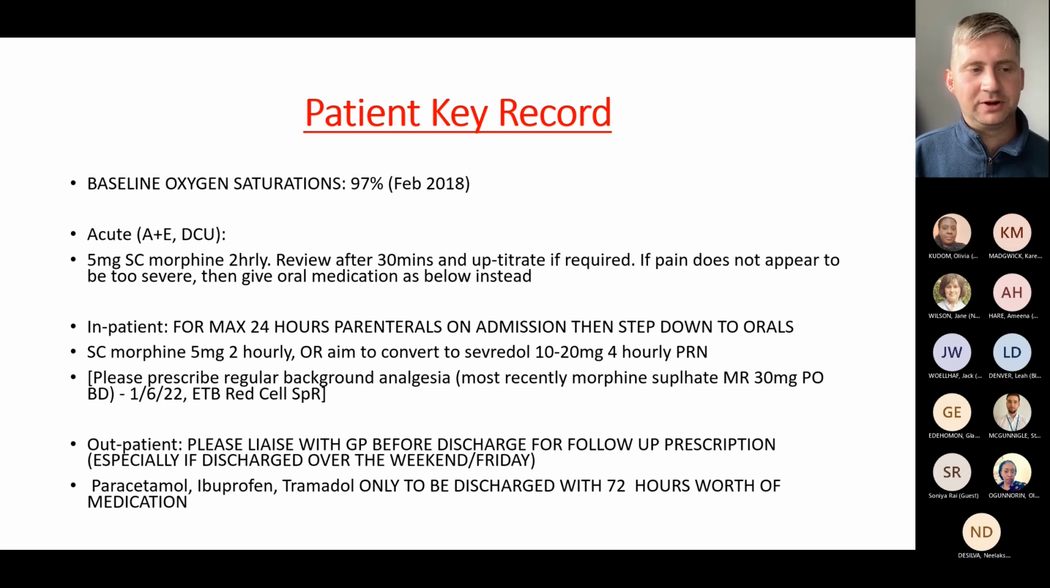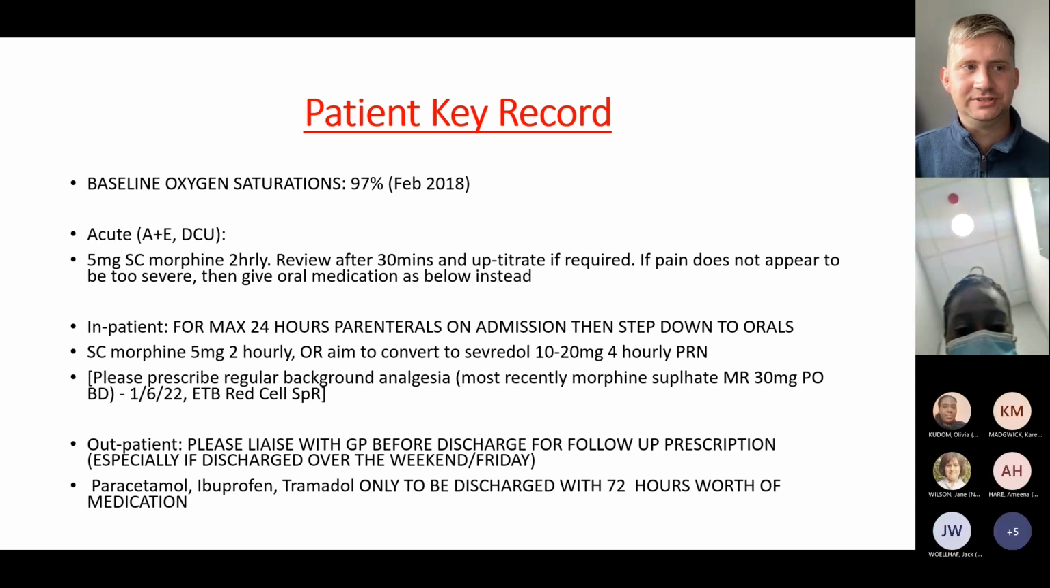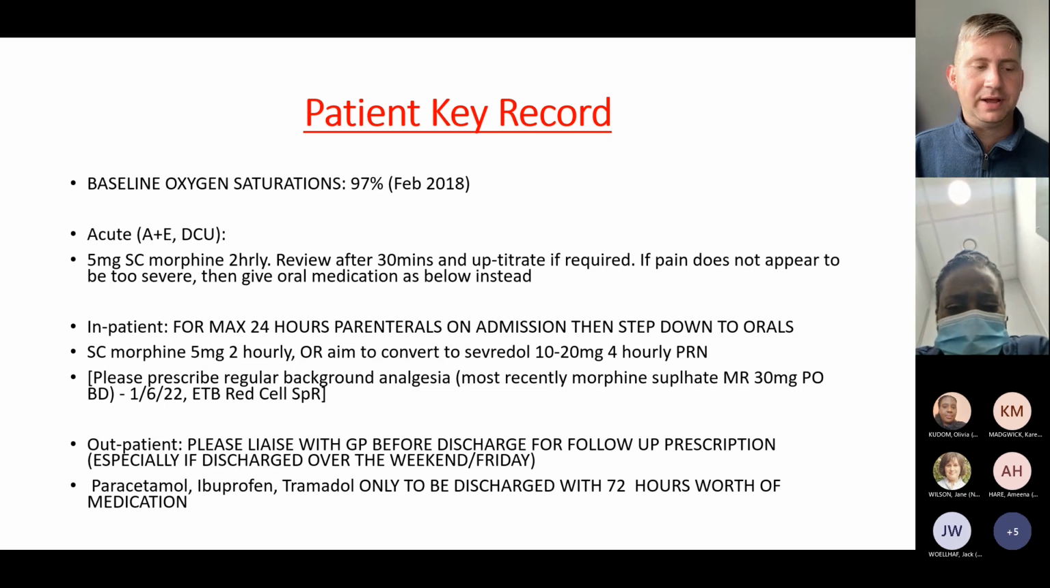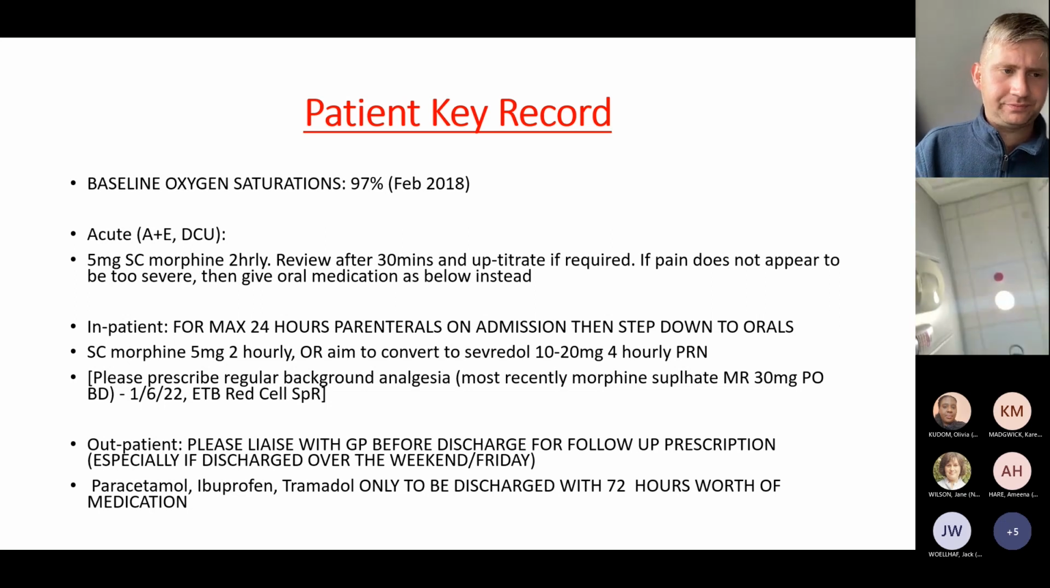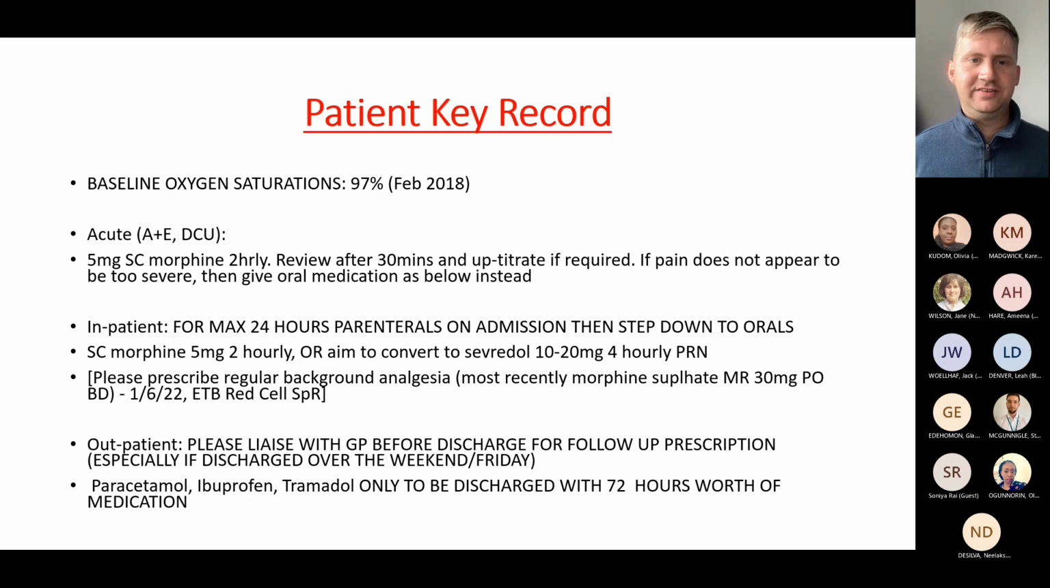So this is what this patient can receive in A&E or in the daycare unit, because sometimes we're able to get our patients into daycare first and then get admitted from there. This patient has 5 milligrams subcut morphine 2 hourly, and we can review that after 30 minutes of the dose and up-titrate if required. If pain does not appear to be too severe, then give oral medication as below instead.